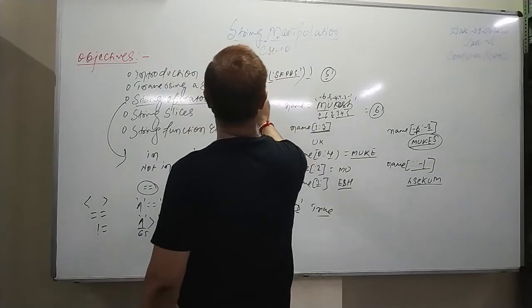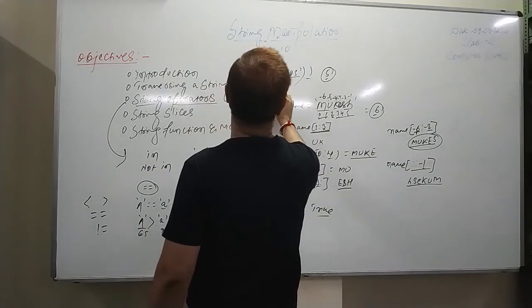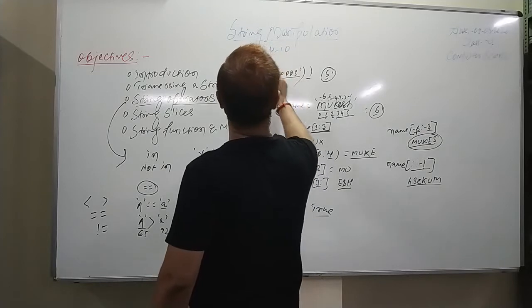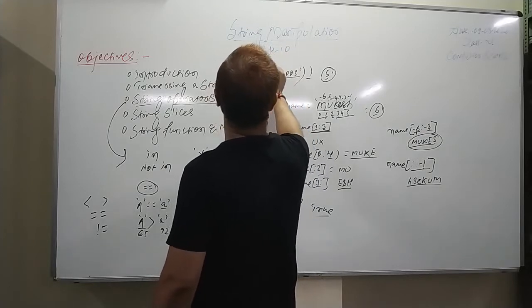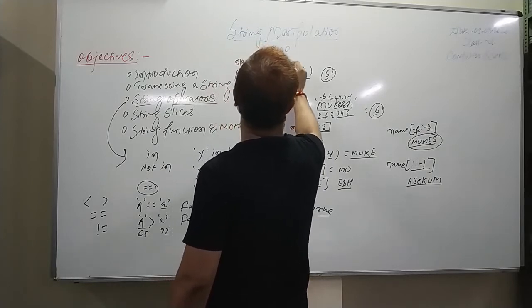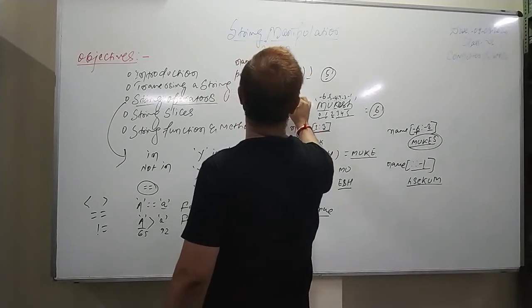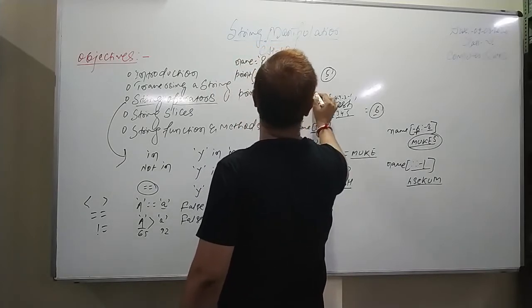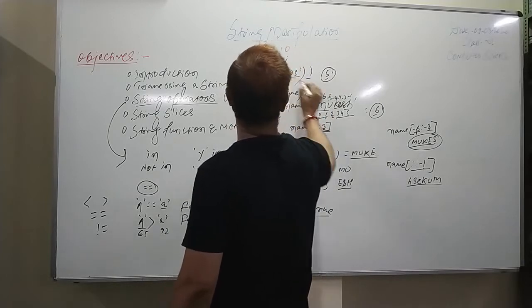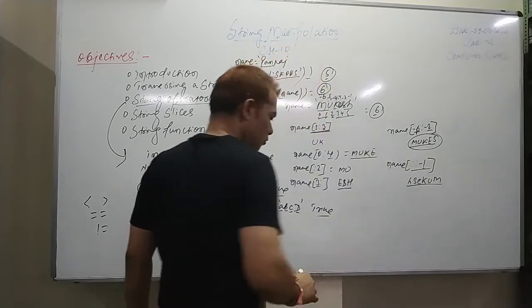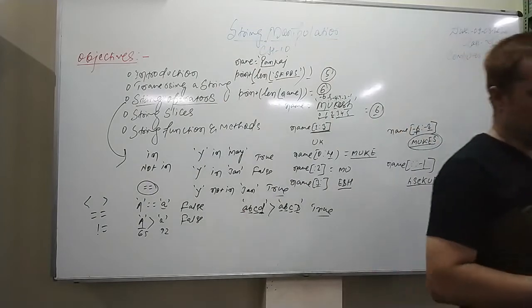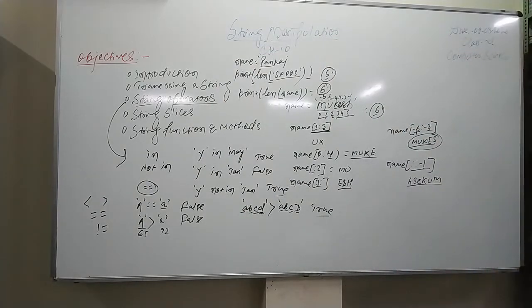You may use it like this, print and len, or under the bracket you can give a variable name where you stored something, like name equal to, suppose Pankaj is a name, and if I am using len of name, in this case it will give me the length of Pankaj, and that is 6. That is how you can use len as a function of a string to find out the length of any string.